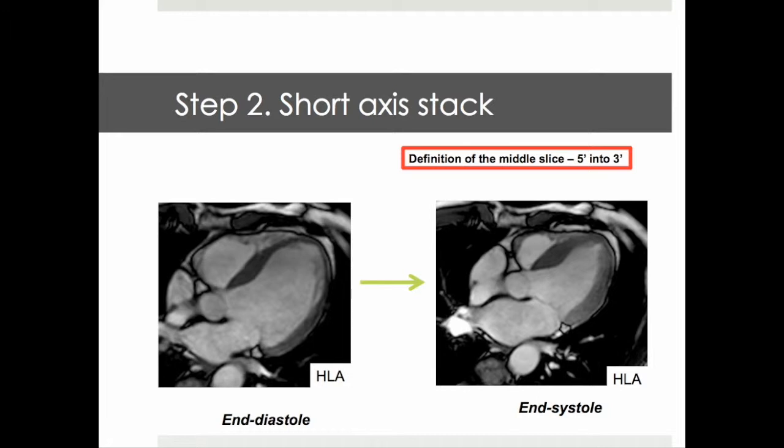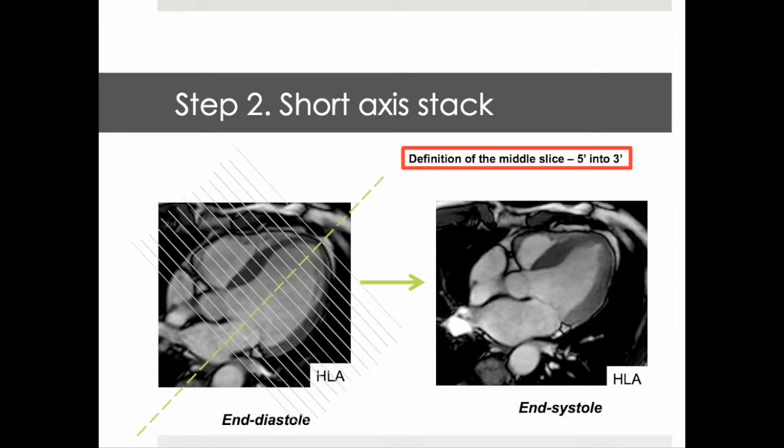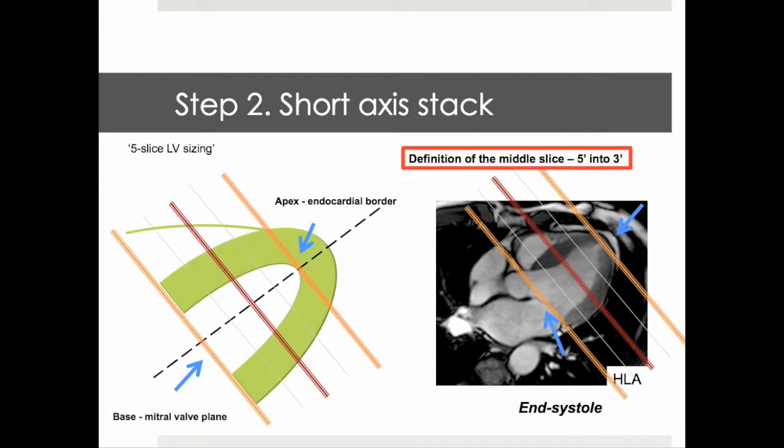Our next planning step is the definition of the middle slice. For this, we employ the principle of 5 into 3 slices. Having defined the angulation of our stack, which is perpendicular to the long axis of the left ventricle, in end diastole of horizontal long axis view, we now move to end systole. That is part of the heart cycle when the ventricular cavity appears to be the smallest.